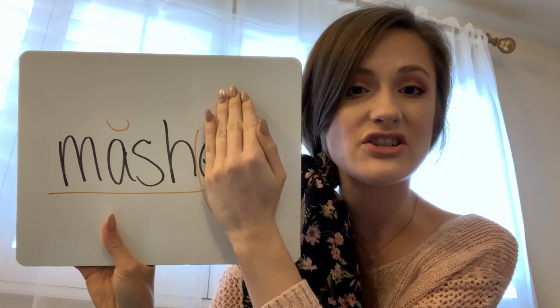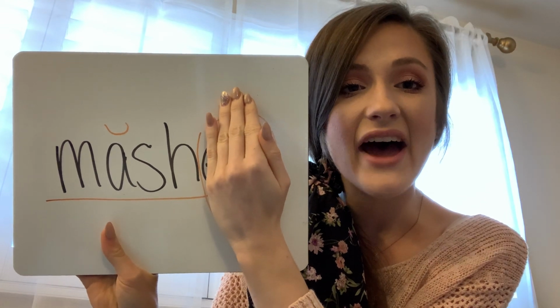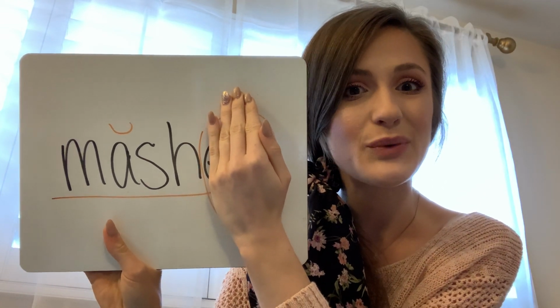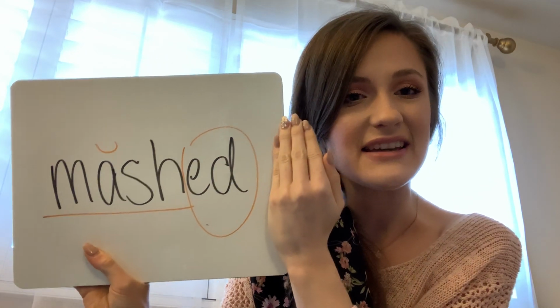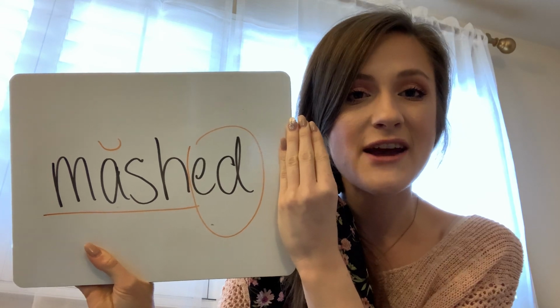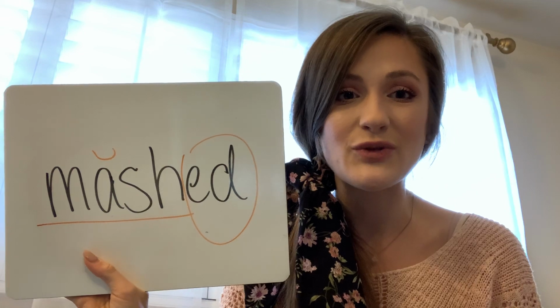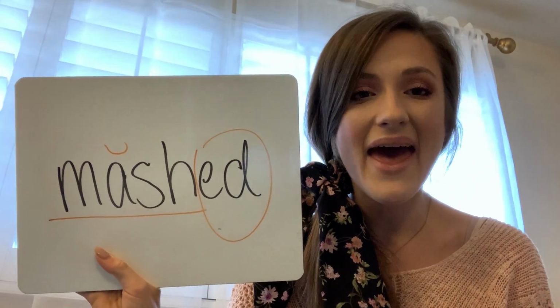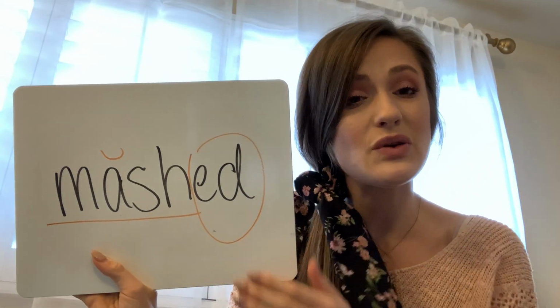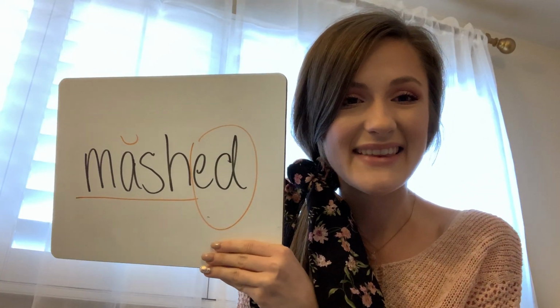So let's sound it out together. A, and then sh says sh. So ash, mash. That's a word all by itself. But if we add this ed that says t, let's see what word it makes then. Mashed. I mashed the potatoes for dinner last night. Mashed. Now you guys go ahead and use mashed in a sentence. Good job. Let's do one more together.